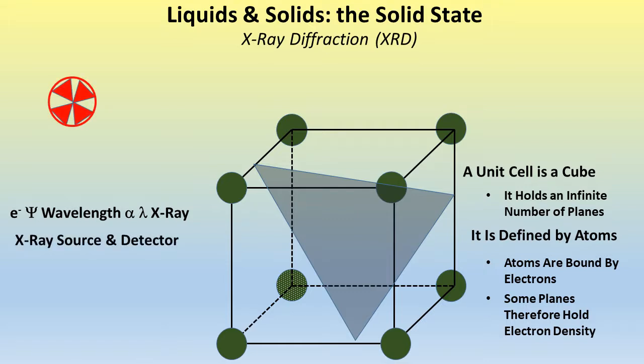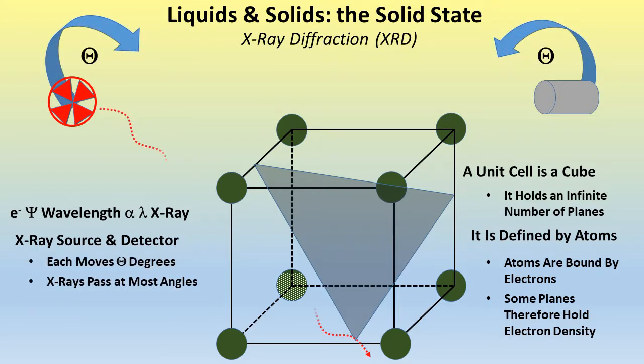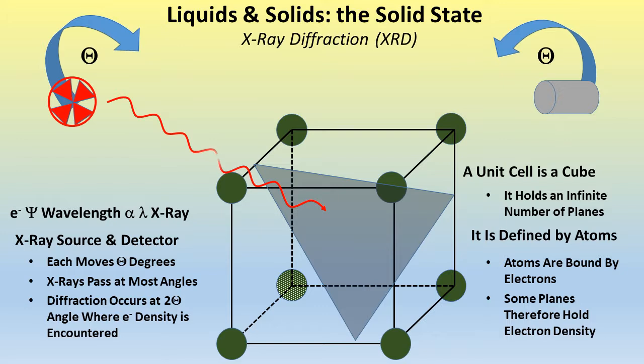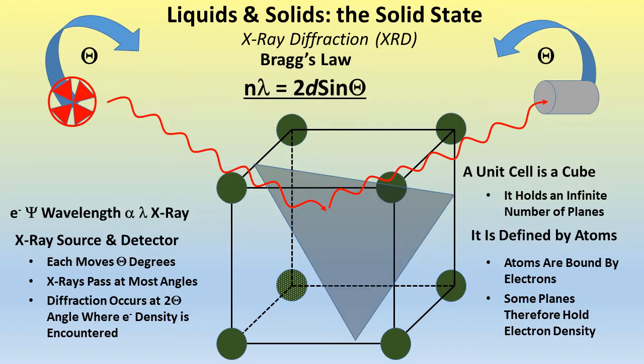In X-ray diffractometry, you have a source and a detector on opposite sides of the sample. Each moves by theta degrees. At most points, the X-rays pass through empty space where there are no electrons. At certain angles of 2 theta, the X-ray encounters electron density and is therefore diffracted to the detector. This behavior is defined by Bragg's law, which says n lambda, the wavelength, is equal to 2d sine theta.